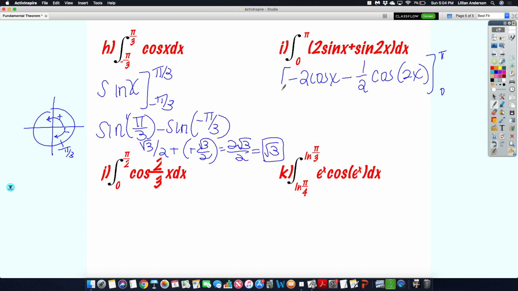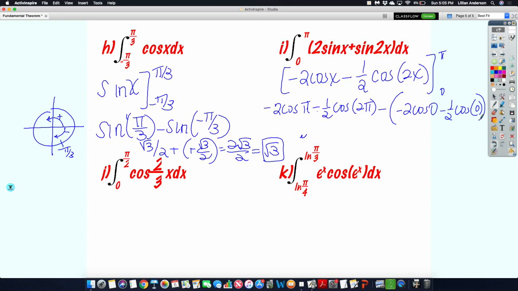And again, we're going to plug in our upper bound, subtract from when we plug in our lower bound. And we want to make sure that we actually plug in 0, because as we know, sine and cosine of 0 actually sometimes can produce an actual answer. So we plug in our upper bound, subtract it from when we plug in our lower bound. So it's going to be cosine of 0 minus 1/2 cosine of 2 times 0, which is just 0 again.